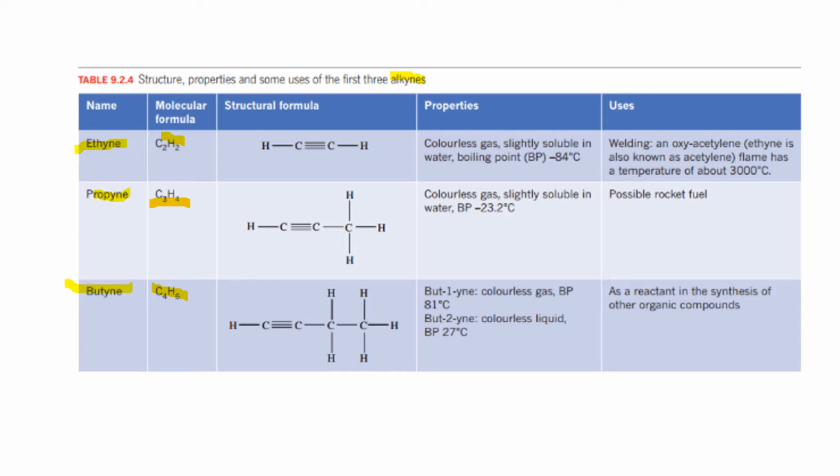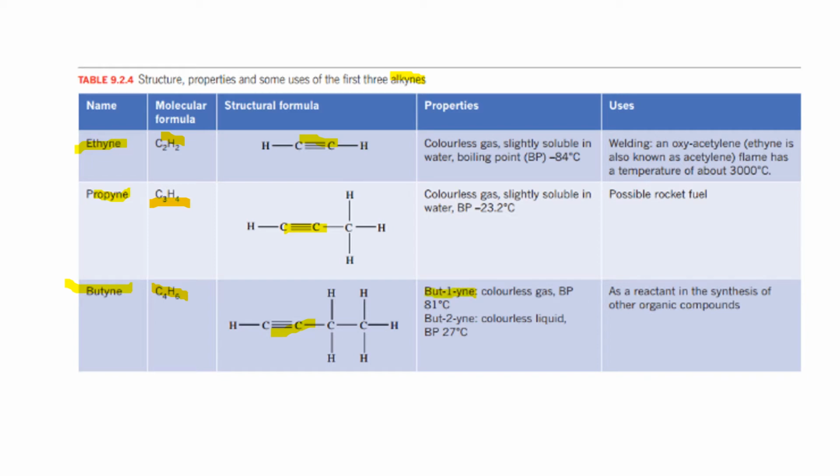If you look at the structure itself, you can see the similarity between ethyne, propyne, and butyne is that all of them contain one triple bond, as you can see here. The triple bond shows that 3 valence electrons are being shared by each atom. Looking at the properties, ethyne is a colorless gas, slightly soluble in water. Propyne is also a colorless gas, slightly soluble in water. And in butyne, you get either a gas or liquid, depending on which isomer we are talking about.